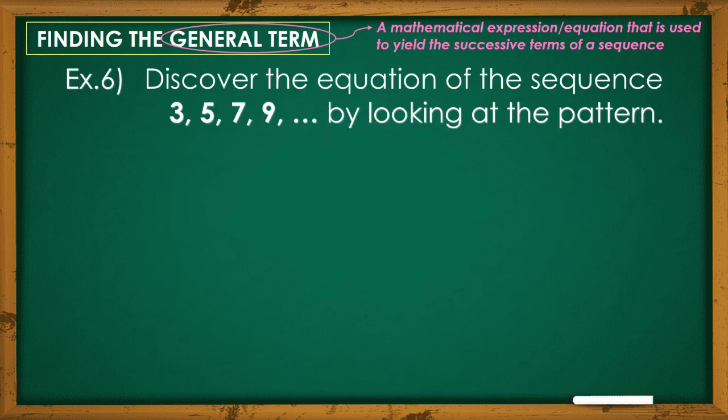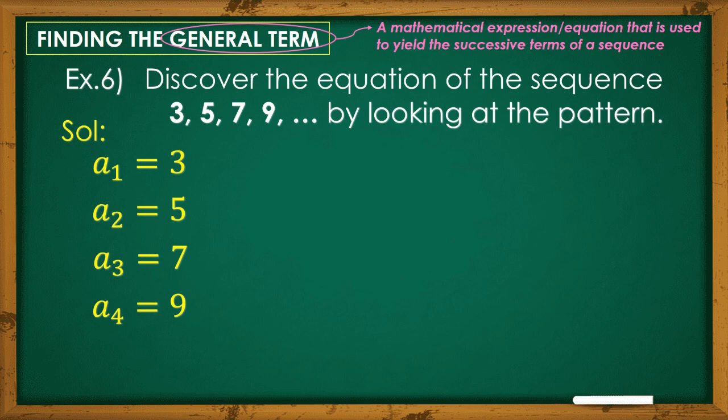Example number 6. Discover the equation of the sequence 3, 5, 7, 9, and so on and so forth by looking at the pattern. So ito yung given natin, 3, 5, 7, 9. Ano ang kanyang general term or equation of the sequence? Tingnan natin ang solution. Yung a sub 1 to a sub 4 natin ay yung first 4 terms ng ating given, yung 3, 5, 7, and 9. So ang gusto nating hanapin ay yung a sub n or yung nth term or yung equation or yung general term ng ating given sequence.